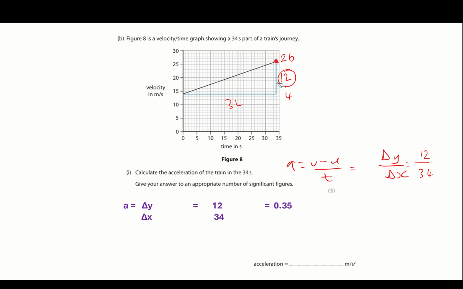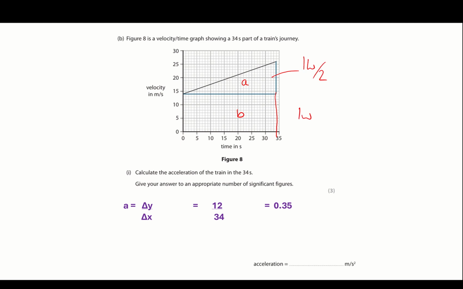So if I just go back to this, let's have a quick look at how many marks it's worth. 3. So clearly we're not just going to do the triangle, we've got to do the bit that sits under it. So I've got section A, section B. This one's length times width over 2, and this one's just length times width. So it's then just work out each of those. Well, we know that this one was 12 and 34. We know that this one's 34 and 14, and we just have to times those together, and the top one divide by 2.